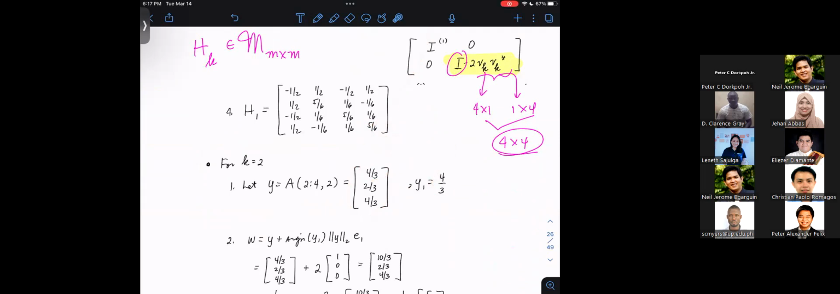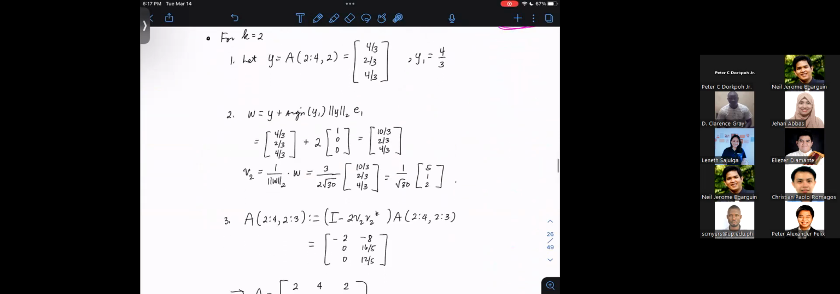positive or negative. Second step, compute for the unit vector that is needed in the updating, right? So this is the formula. Again, you copy y over there, and then the sign of y1. Y1 is positive 4/3, so you get a positive there.